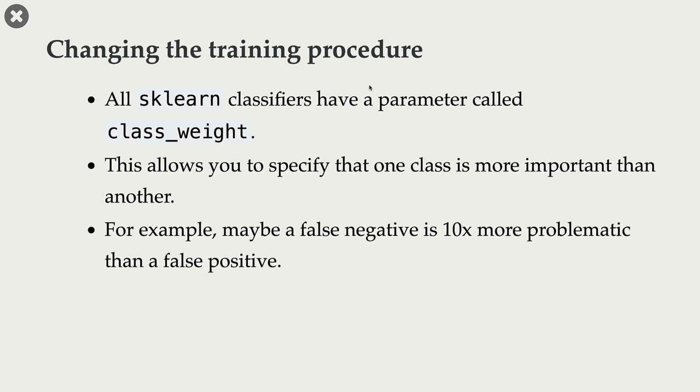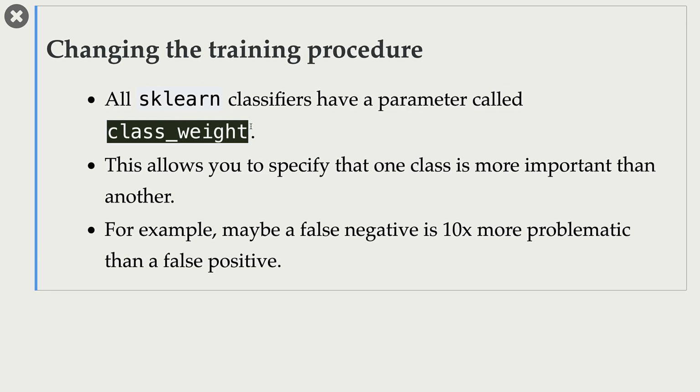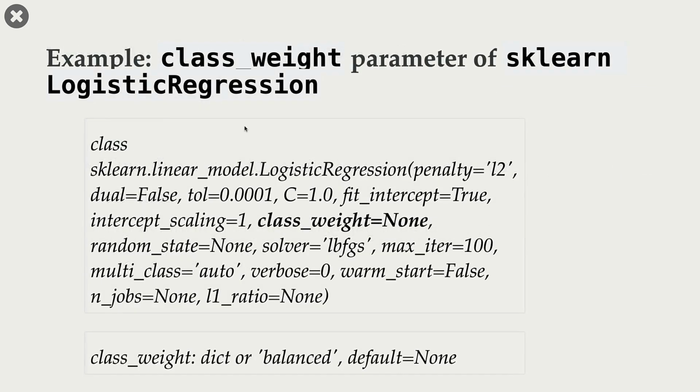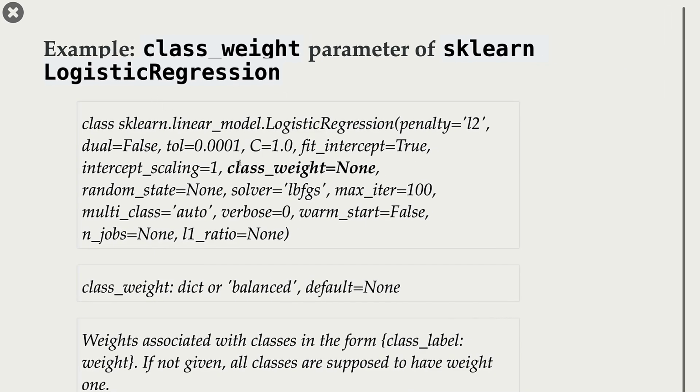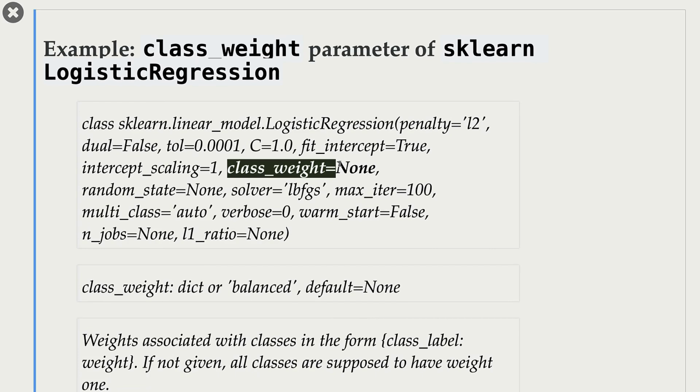All scikit-learn classifiers have this parameter called class weight, which allows us to specify which class is more important for us. For example, here I'm showing you documentation of logistic regression. It has this parameter class weight. By default, it is none, and we can specify it using a dict or a string called balanced.